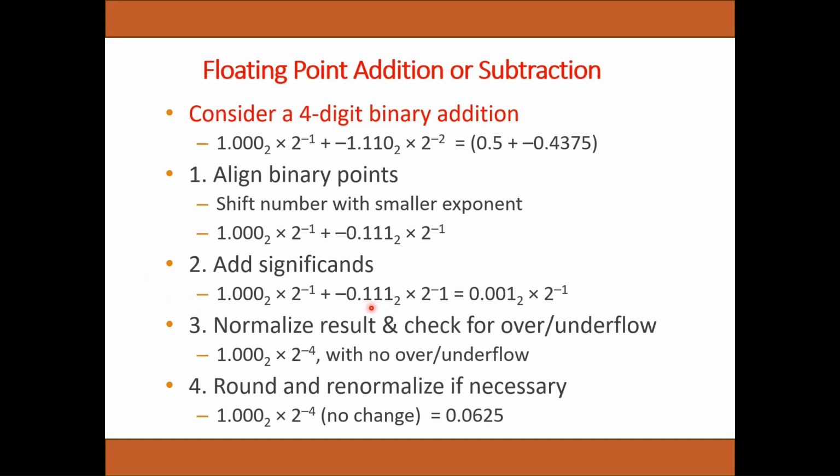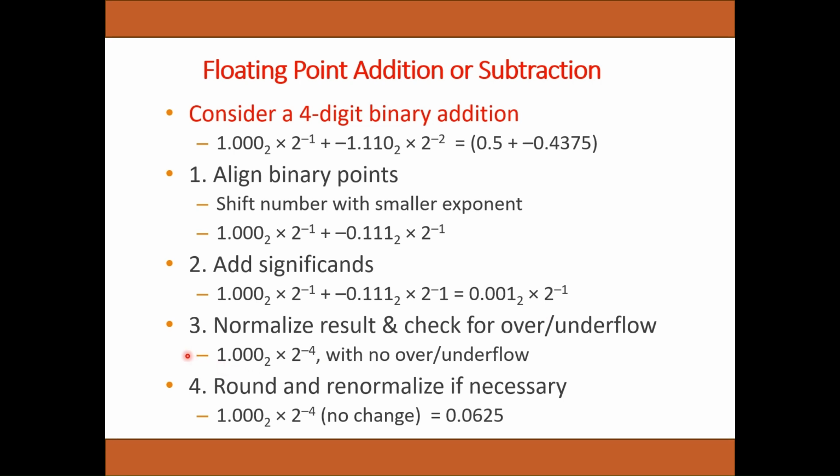Then the second step: you are adding a negative number. That means you are doing a subtraction basically. So 1.000 minus 0.111 will come out to be 0.001. And then the exponent remains as before, into 2 to the power minus 1.